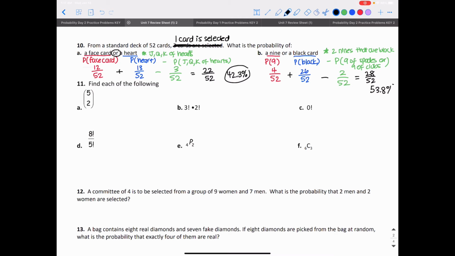53.8%. Oops. It won't let me write the other part of the percent. That's not a percent sign. It won't let me. Okay.